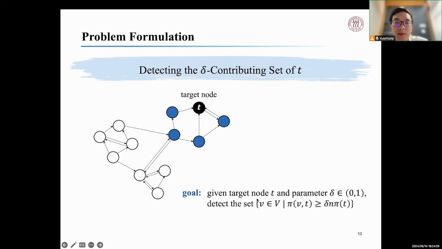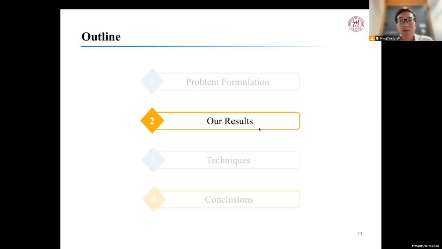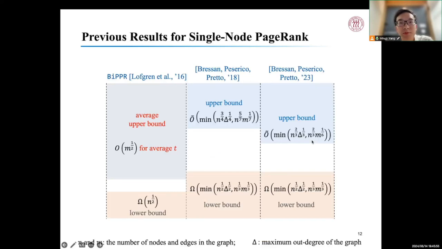In this video, we will give our results for this problem, but we are not going to talk about the details. Next is our results for these two problems. First, let me discuss some previous results for single-node PageRank estimation. The first one worth mentioning is an algorithm called BiPPR proposed by Lofgren et al. in 2016. However, they did not give a meaningful worst-case upper bound of BiPPR, and instead they considered the average case upper bound and give it as O, the square root of M, for an average choice of the target nodes. Here, M denotes the number of edges in the graph.